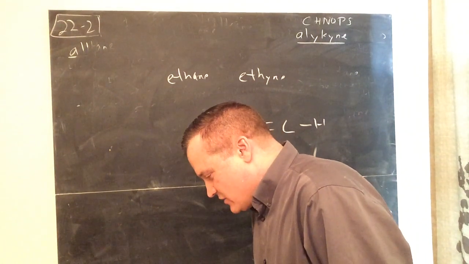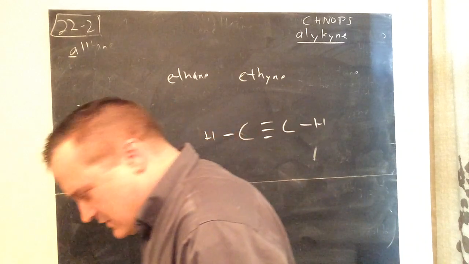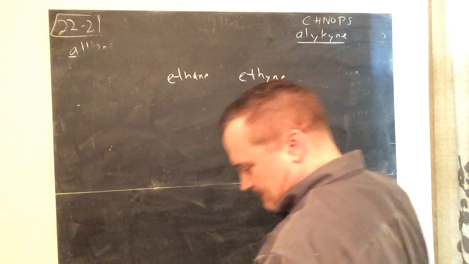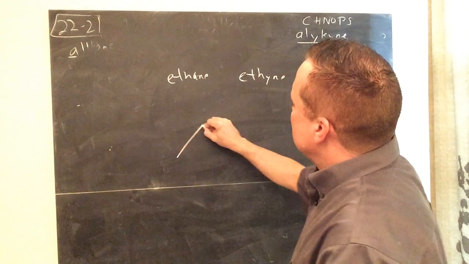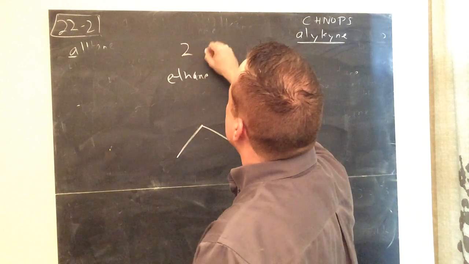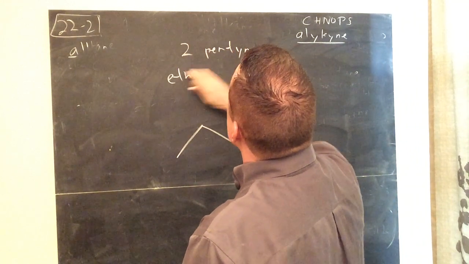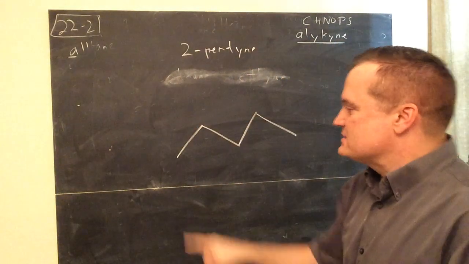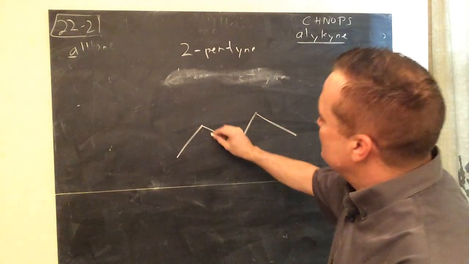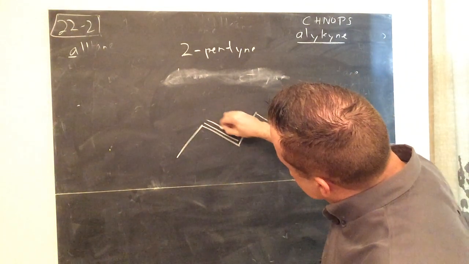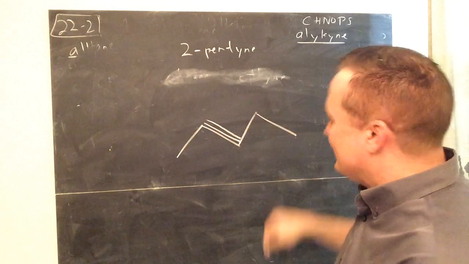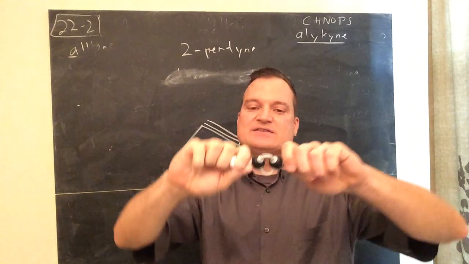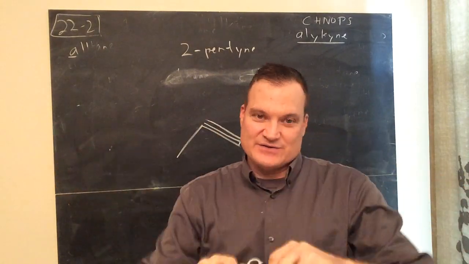And the last one, it says to draw 2-pentyne. To do that one, 1, 2, 3, 4, 5. And again, you have to use the number to tell where the triple bond starts. 1, 2, 3, 4, 5. And at number 2, you get your triple bond. So it'll be like that. 2-pentyne. And again, you don't have to worry about cis or trans because it's just going to be a straight line right out. There's no other place to put them.